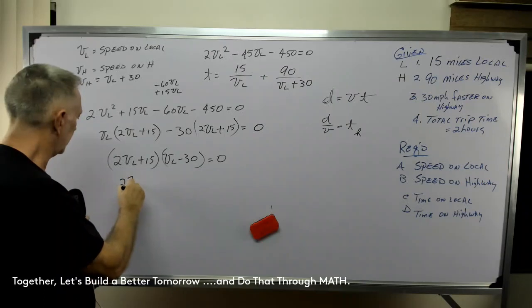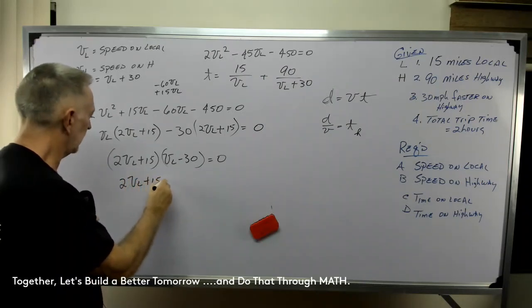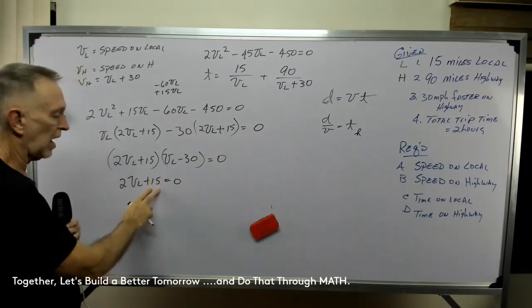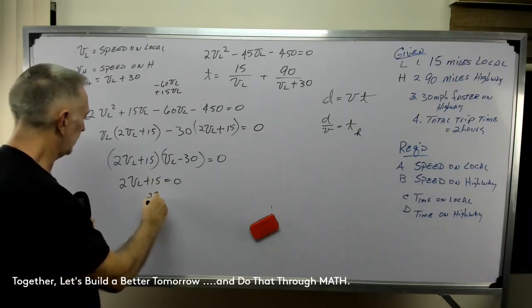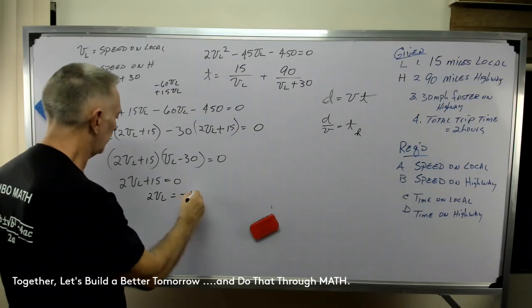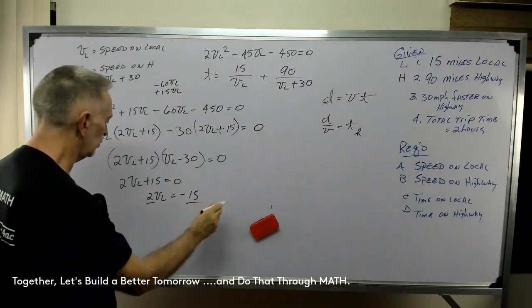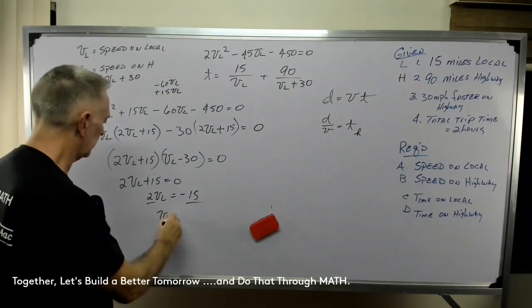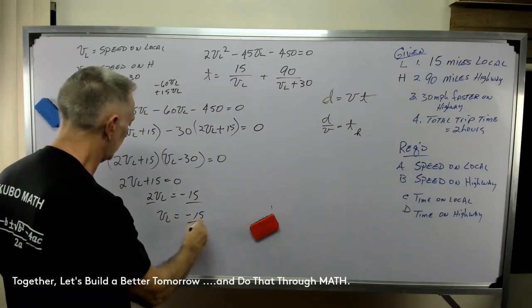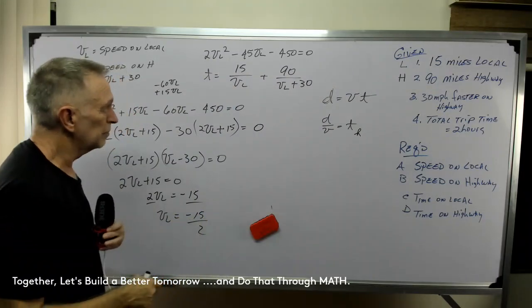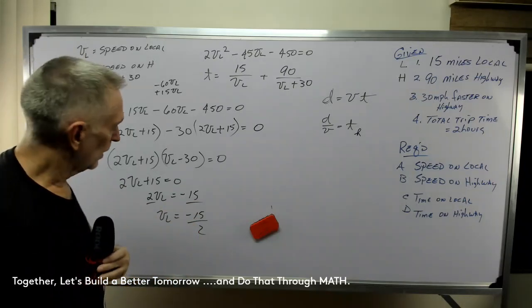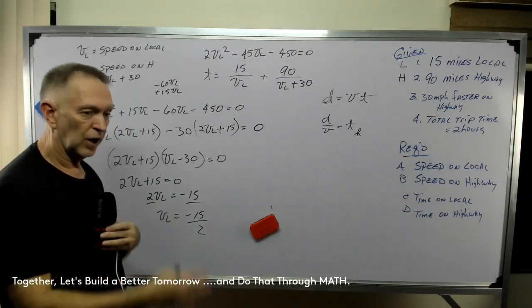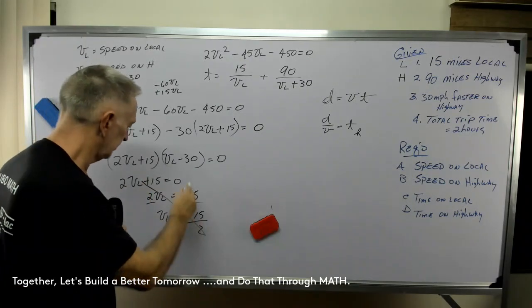So 2 V sub L plus 15 equals 0. I'm going to subtract 15 from both sides. So that gives me 2 V sub L equals negative 15. Divide 2 on both sides. V sub L equals negative 15 over 2. What is V sub L? It's the speed on the local road. Can it be a negative number? No, that has no meaning.